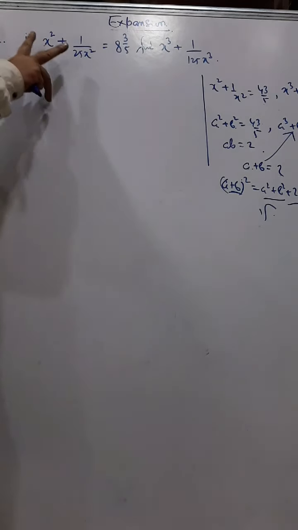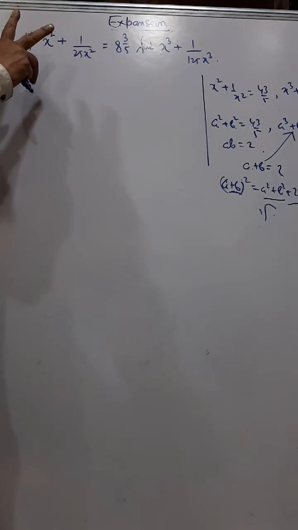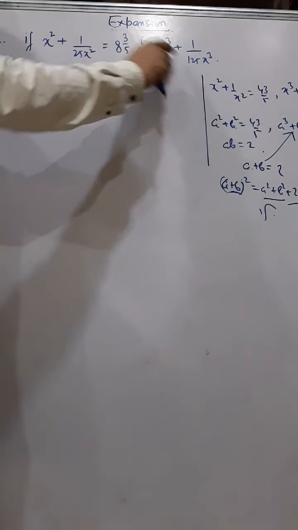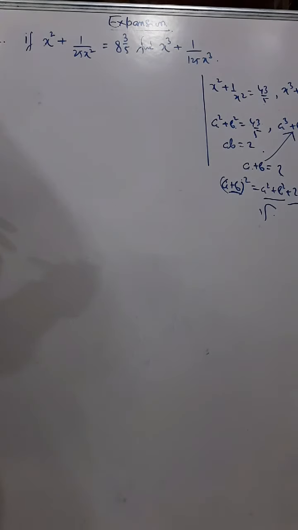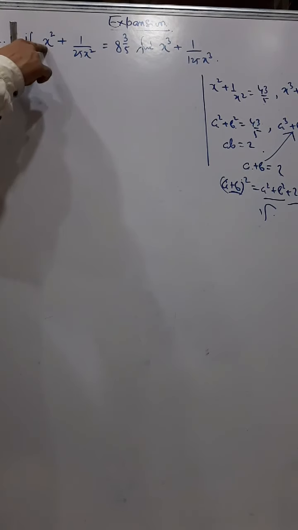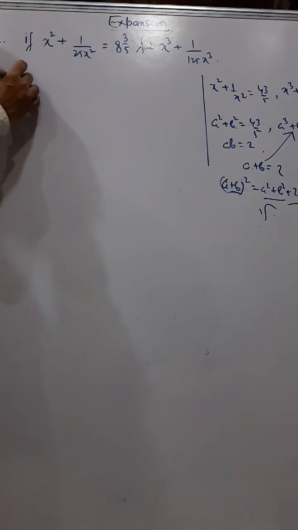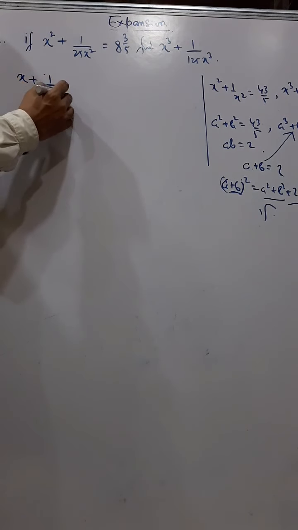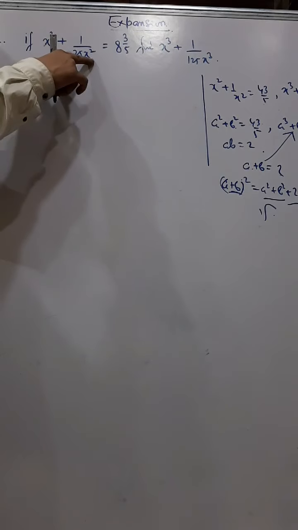The sums may come in different forms. So you have to understand which concept it is: a square plus b square is given to me, and I have to find a cube plus b cube. So for that, what do I have to do? First, I have to find a plus b. Now a plus b here means x plus 1 by 5x, is it not? Because 5 square is 25x square.